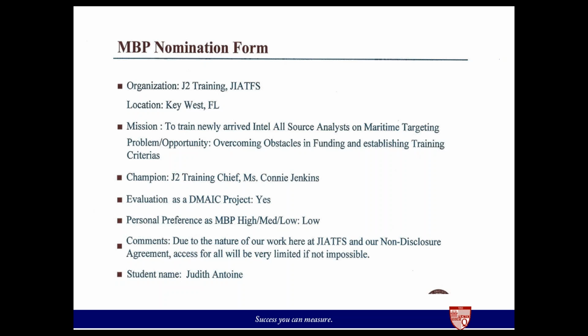All right. Great. Anything else you want to add to this? The training chief, Ms. Connie Jenkins, is more than happy to be the champion and to see how she can be of value or allow us to do this. But I don't think she recognizes the shortfalls, the limitations that we will be facing if we were to choose this. Is she down in Key West? Yes, sir. If this was a project, we definitely have to fly down there and have that discussion. Of course, yes, sir.